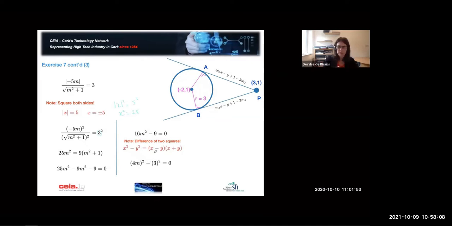So written in this format, we can simply apply this rule, and that gives us the factors 4m minus 3 multiplied by 4m plus 3, and that's equal to 0. So that gives us two options for m. So m1 is equal to 3 over 4, and m2 is equal to minus 3 over 4. And now we can see how that's going to allow us to calculate two equations for the line.